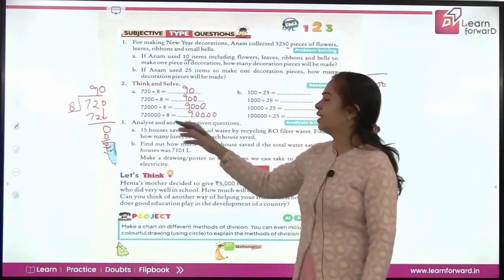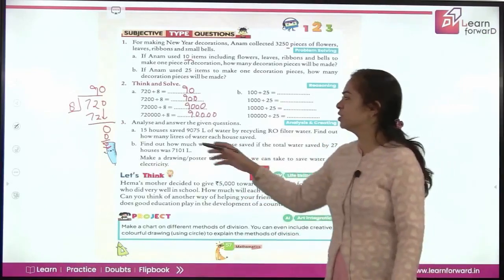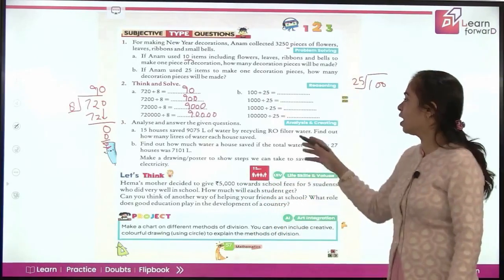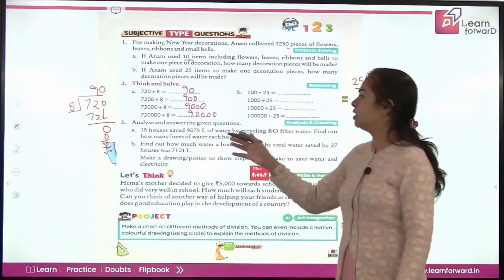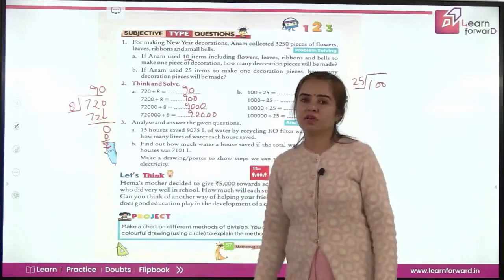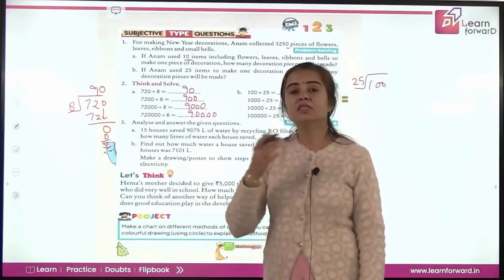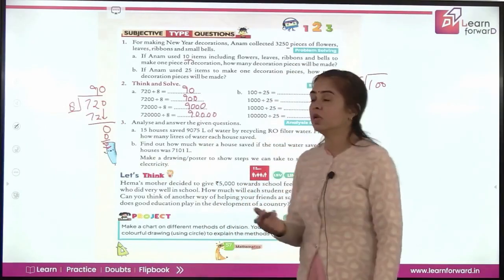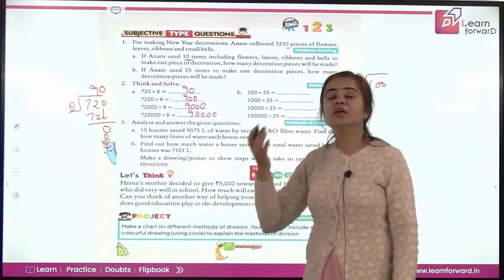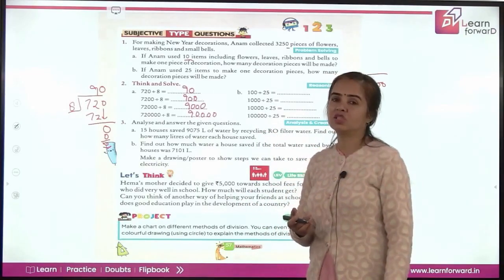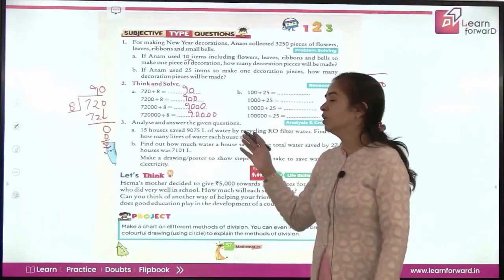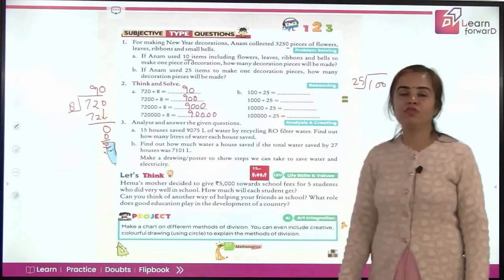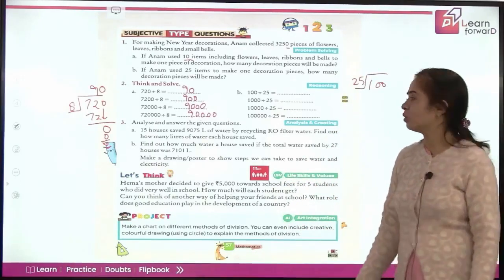Coming to next, analyze and answer the given options. 15 houses saved 9075 liters of water by recycling RO filter water. Find out how many liters of water each house saved. Again, what is this? This is repeated subtraction, or you can even say equal distribution, because all the houses are contributing equally in this collection of water, recycling of water. So what will you do? Division. Divide 9075 by 15 and see what's the contribution of each house.